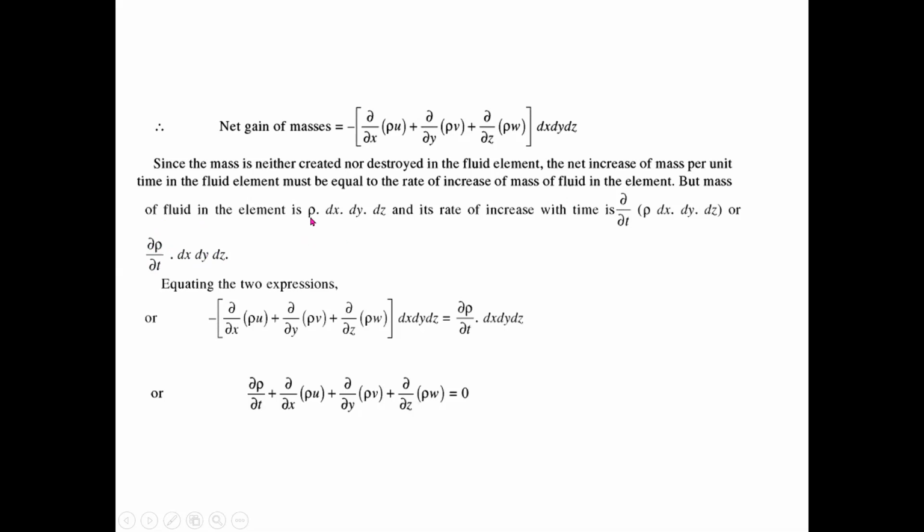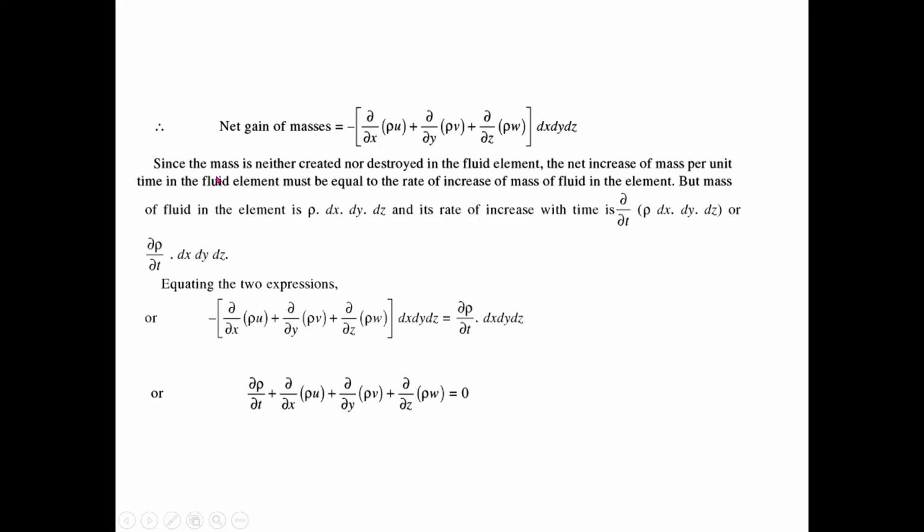Mass is given by density into volume, so that is the term here: density into dx into dy into dz. This should be equal to the net gain of masses. So take the net gain of masses as equation number 1. Next, ∂ρ/∂t into dx, dy, dz, take it as equation number 2.